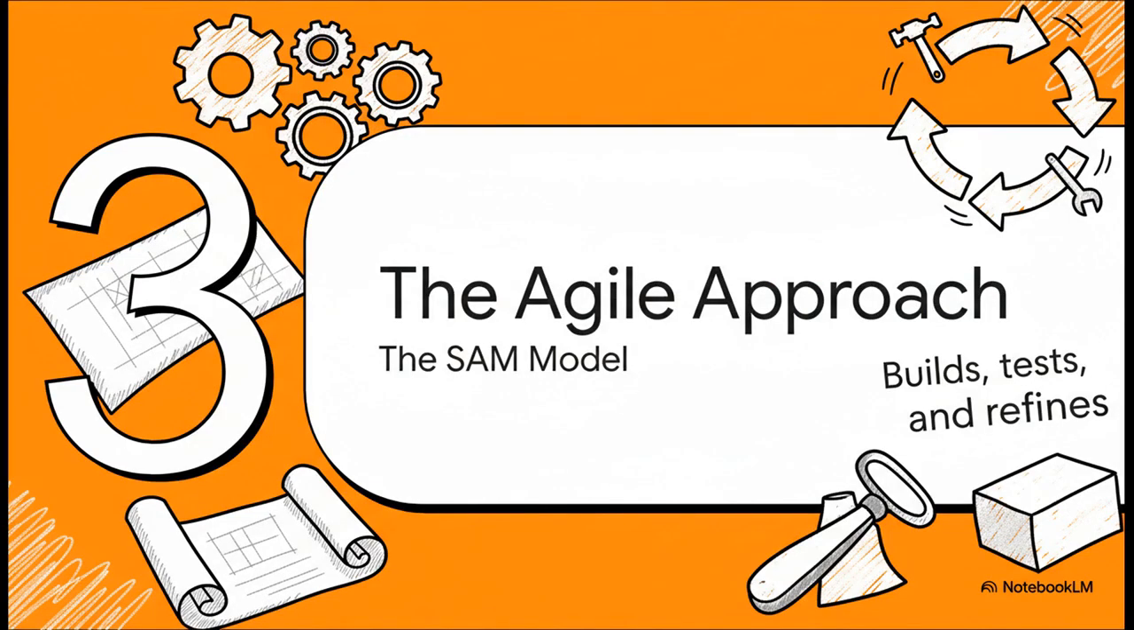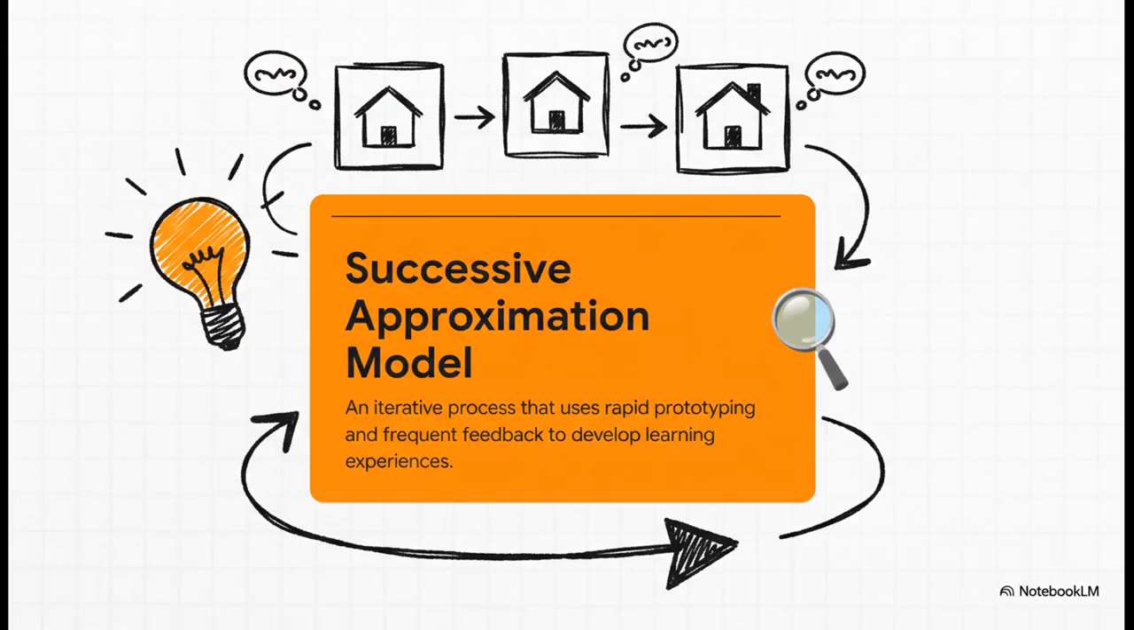Okay, so we've met the structured architect and the destination-focused planner. Our third blueprint is for the agile developer, or maybe a sculptor. Someone who builds, tests, and refines everything in these quick, rapid cycles. This is the successive approximation model, or as everyone calls it, SAM. SAM was developed by Michael Allen, and it basically just throws the whole idea of getting it perfect the first time right out the window.